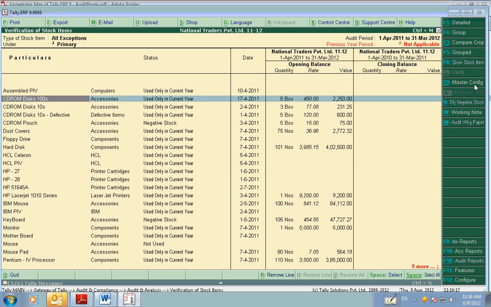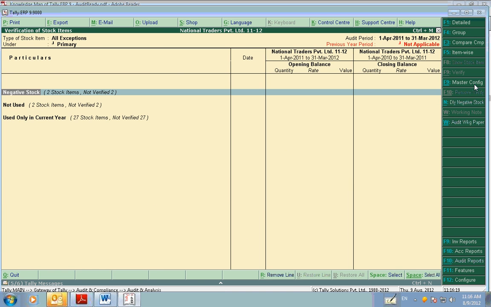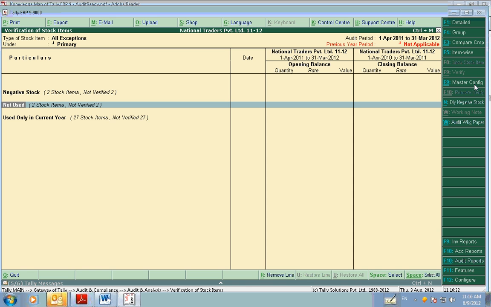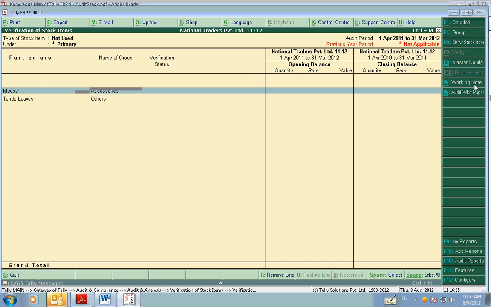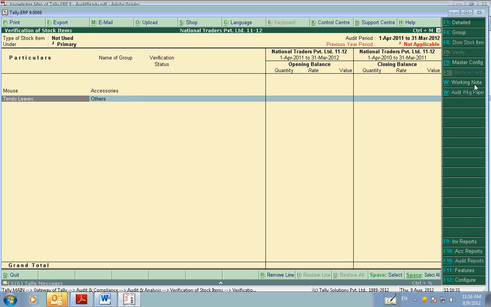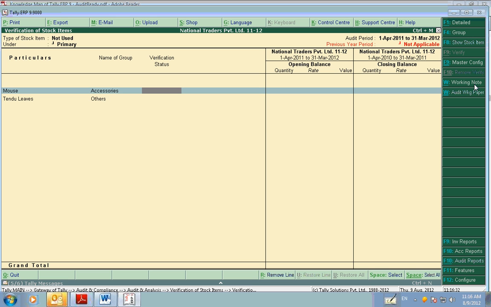So under verification, similarly to how you had ledgers not used, now we check not used stock items also. The item names are created, but why are they not used? Is there any balance, or were they actually dealt with by the business? So they can have clarity on this.